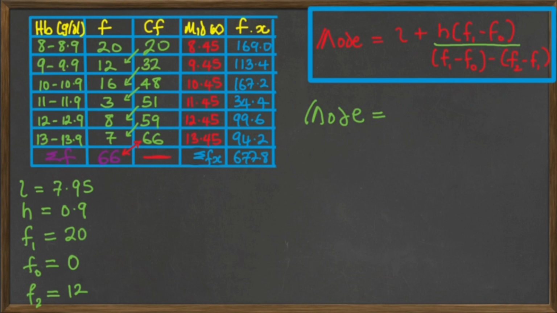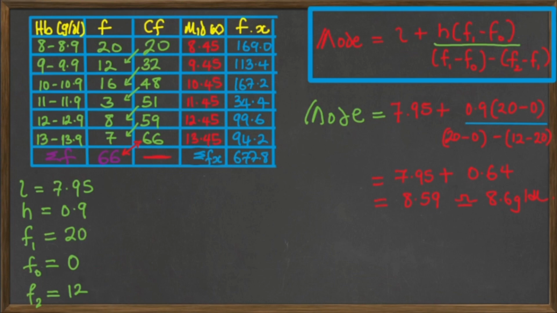Okay, so we put up our formula again for the mode, and we just plug in all these values. 7.95 plus 0.9 times (20 minus 0) all over (20 minus 0) plus (20 minus 12). All right, and then we put in all these values and we're going to get 8.59. Remember, we said our mode was going to fall between 8 to 8.9, and we're having the value of 8.59, approximately 8.6 grams per dL. Always write your units.